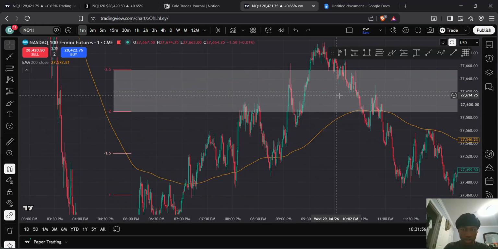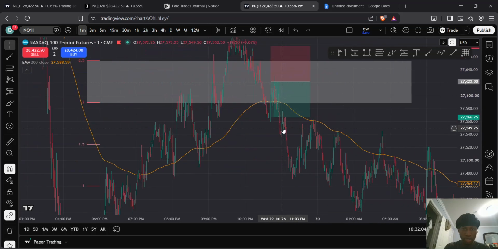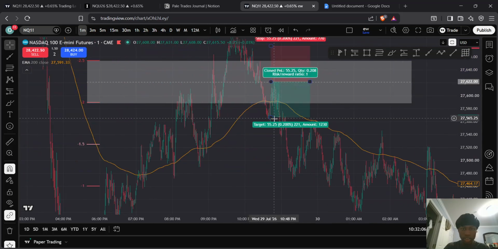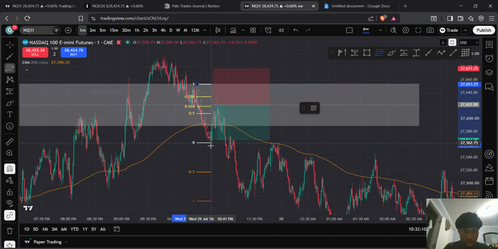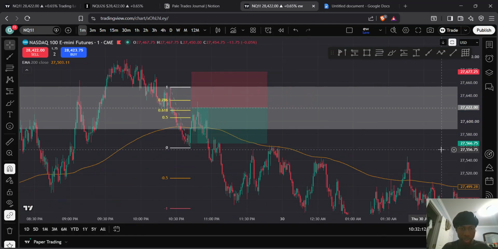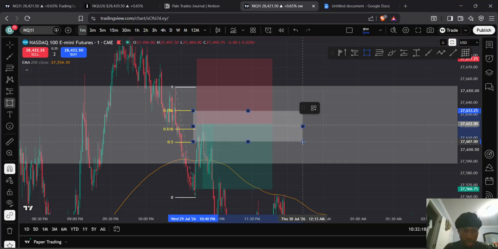Okay, since we have this area of resistance marked out, once we get a break below and a retest up right here, this is our trade. Because this is resistance, right? And then for OTE, we draw it from that fake move down. I mean, it's not a fake move down, but that leg that moves us down. And this is our OTE where we want to enter trades.